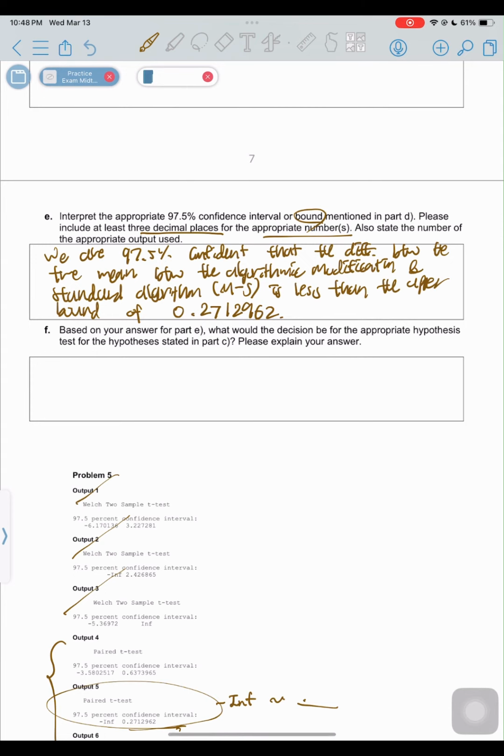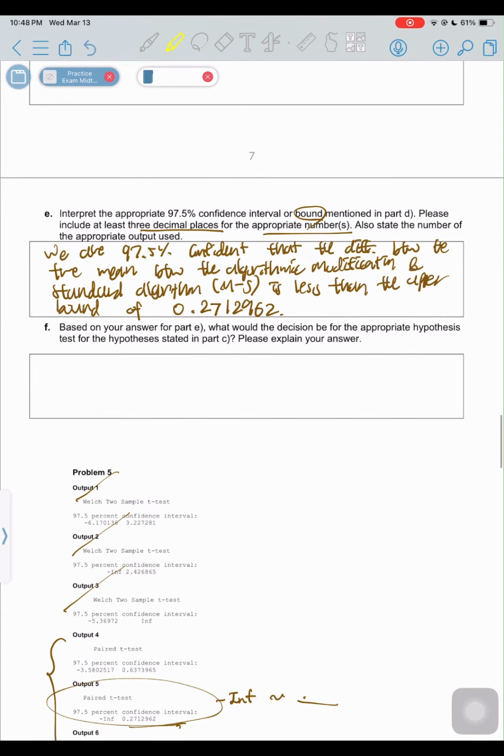And at least 3 decimals, so technically you don't have to write all, but if you're rounding it, make sure to round it in the right place. But I'll just use the output exactly, because we're given the output and you can just write it down. So that's that for part E.